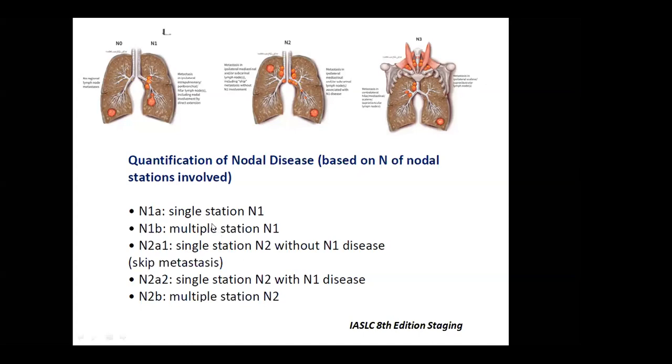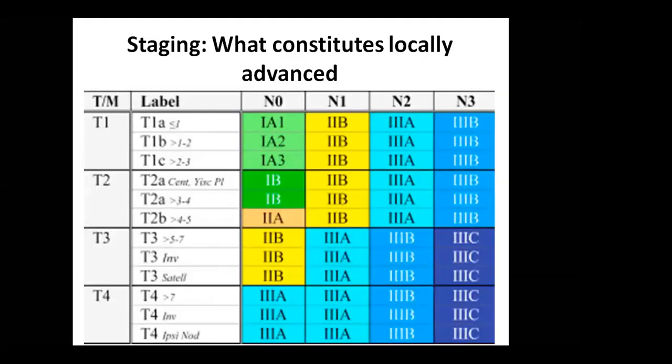The current classification system does not include this. It just classifies the mediastinal lymph nodes into N1, N2, and N3. N1 is the hilar, N2 mediastinum, and N3 is contralateral mediastinum and the supraclavicular group of lymph nodes. But they are collecting information on this, and possibly in the future, you might have a classification based on single station versus multistation N2.